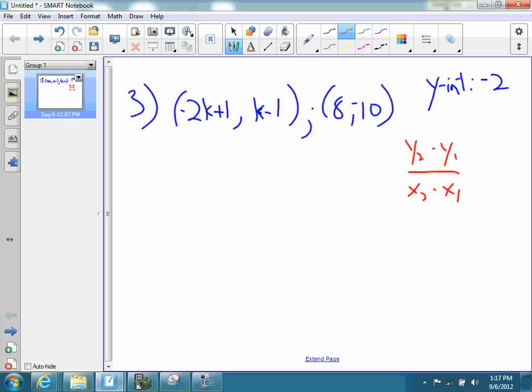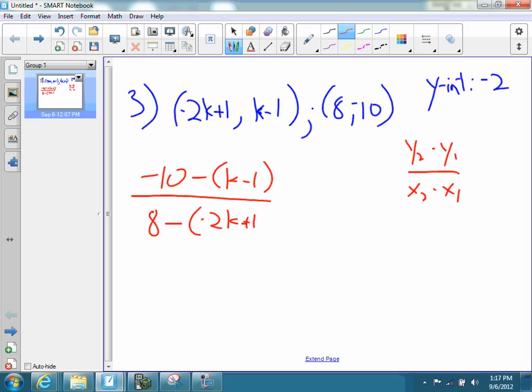So that would be -10 minus (k minus 1) over 8 minus (2k plus 1). Is that right? Is that our slope? Yeah. Okay, and we can simplify that a little bit.